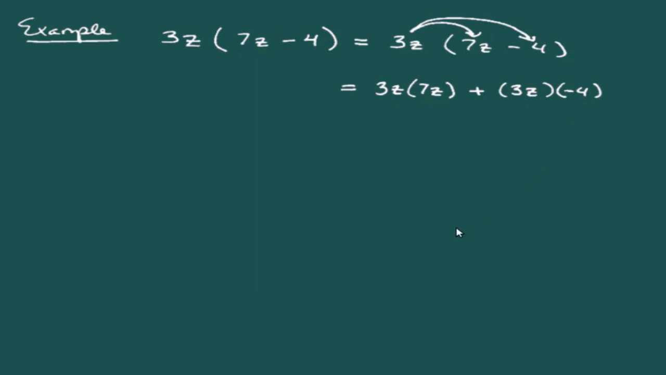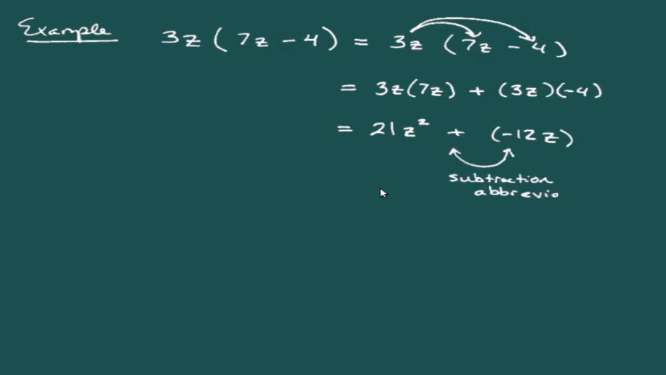So just like before, multiply coefficients, add the exponents. 3 times 7 gives us 21z squared plus 3 times the -4 gives us a -12z. And so since we're adding on a negative, we can go back to our subtraction abbreviation and write our final answer as 21z squared minus the 12z.